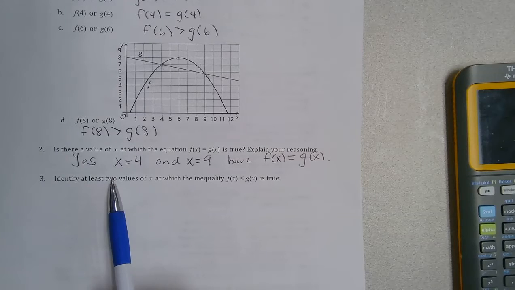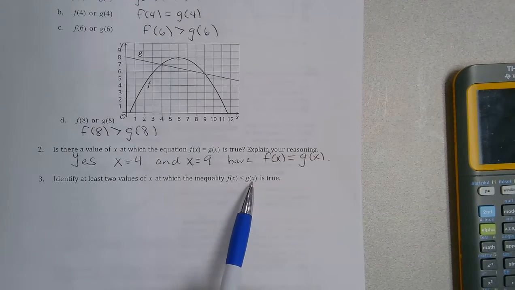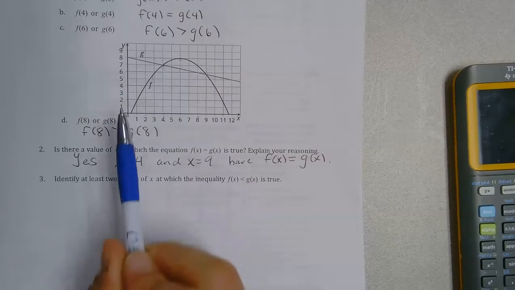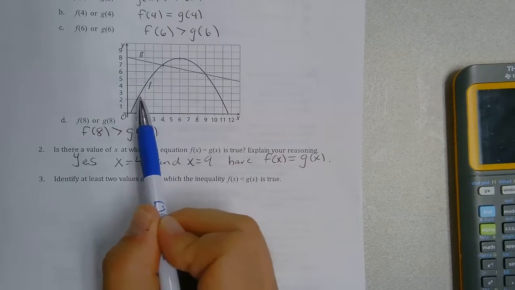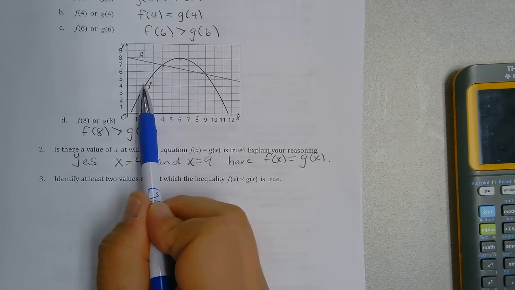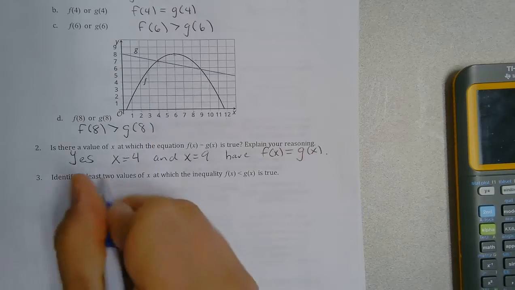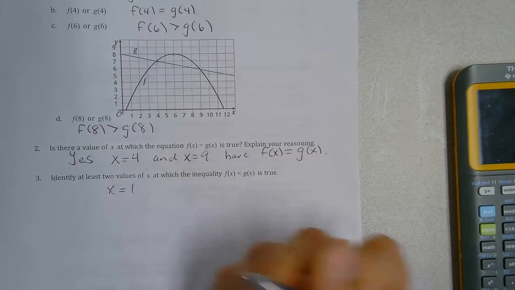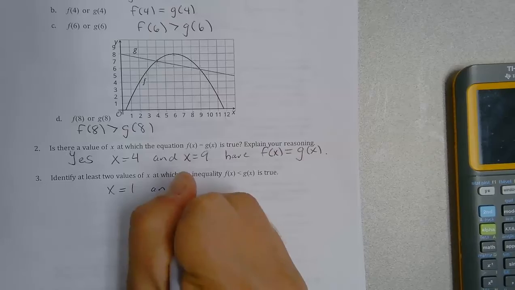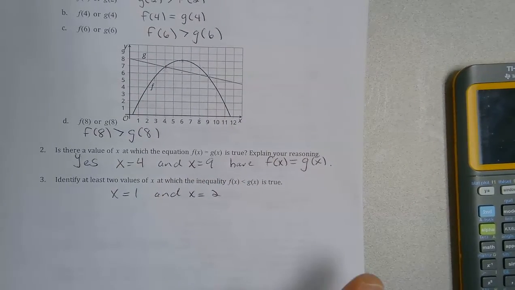So now here you have to identify at least two values where f of x is less than g of x. You can pick, right here, x equals 1, that's true. f of x is less than g of x. x equals 2, you can pick some over here. You can do decimal point values. So I'm just going to say x equals 1 and x equals 2. You can put in whatever kind of answers that you want for that one.